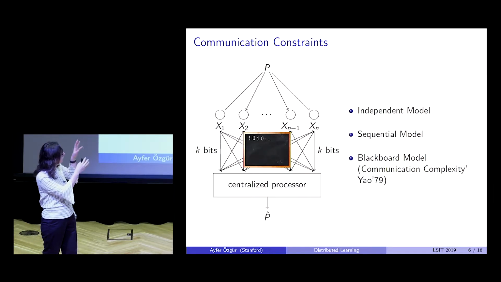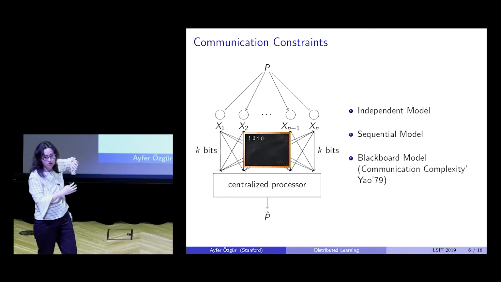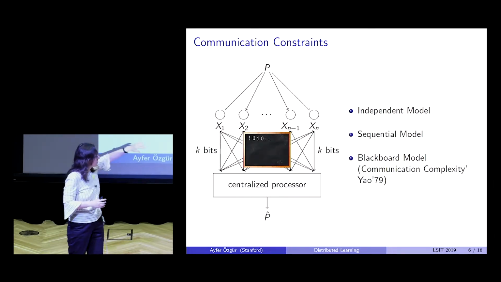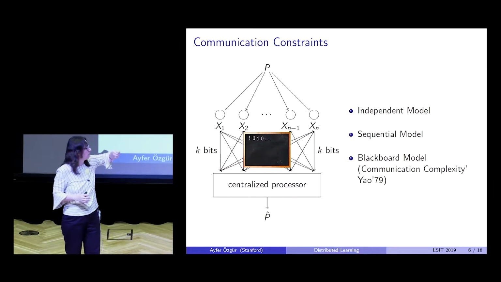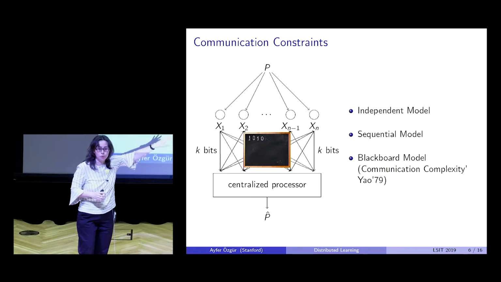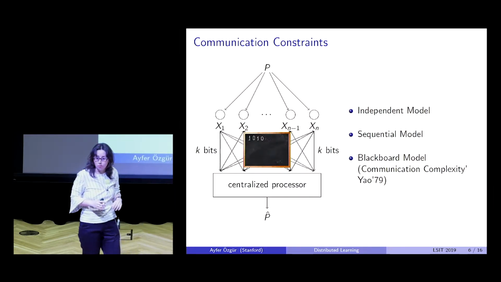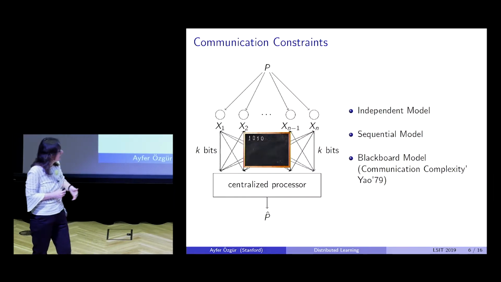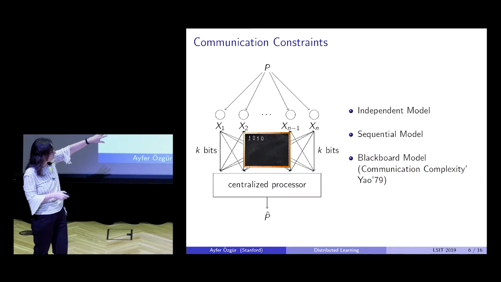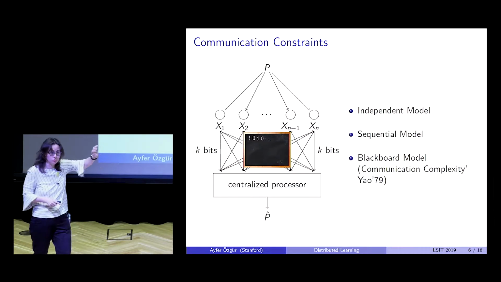But still, we would want to constrain the number of bits. We would want to impose a communication constraint, and we will say the number of bits that are written on this blackboard by each node cannot be larger than k. I call this the blackboard model because it originates from a research line in communication complexity in theoretical computer science, and that's what they usually call it in that domain, okay? There is a rigorous mathematical way of defining these protocols, but I won't go into details.